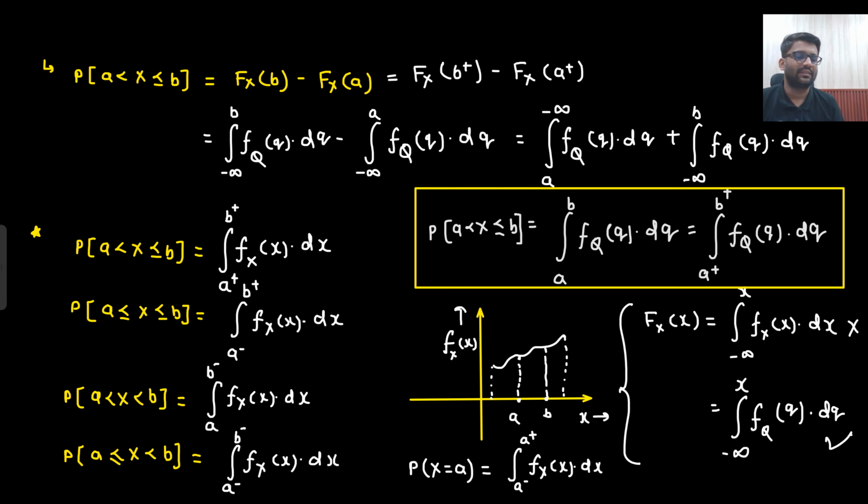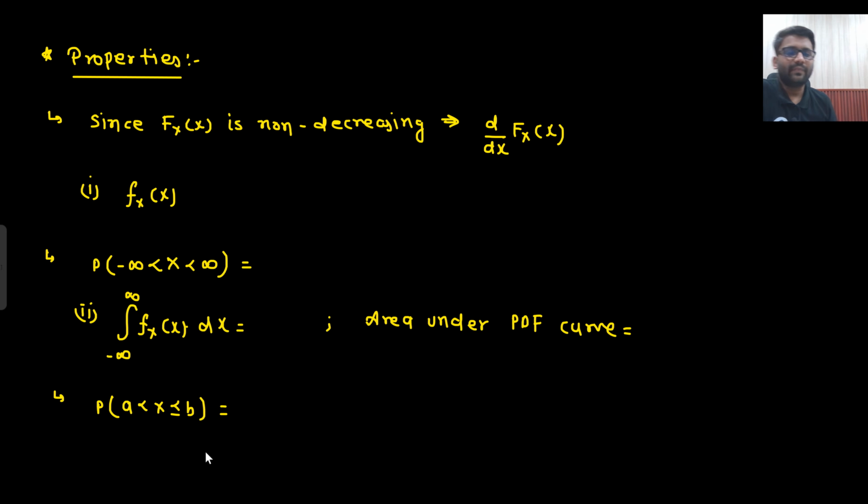That means A minus, B minus. Well and good. Let's see the properties. So what do you know? That your PDF is just the differentiation of CDF, right? PDF is differentiation of CDF. And you know one particular thing, that your CDF can never be decreasing. It can be constant. It can be increasing, but it can never be decreasing. That means slope will always be positive or 0.